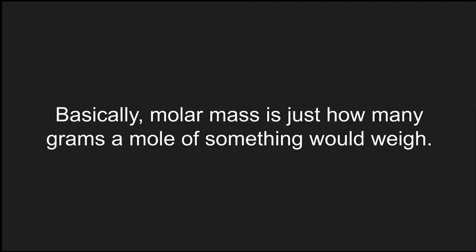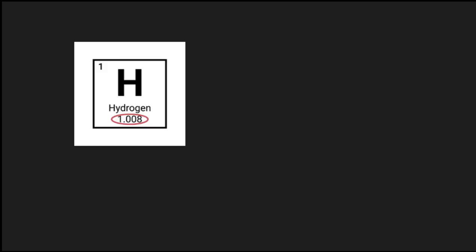Basically, molar mass is just how many grams a mole of something, either an element or a compound, would weigh. So back to hydrogen. The molar mass of hydrogen is 1.008, which means that there should be 1.008 grams of hydrogen in a mole. But that's a specific number, an oddly specific number. Like, why the 0.008? It just seems excessive, right?